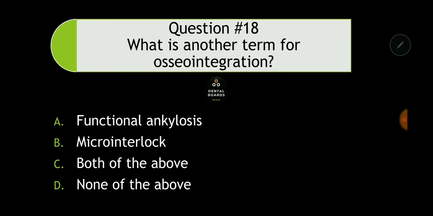So, question number 18. What is another term for osseointegration? You're supposed to know this one. Is it functional ankylosis, micro interlock, both of the above, or none of the above? Both functional ankylosis and micro interlock are other terms for osseointegration. So our answer is C.